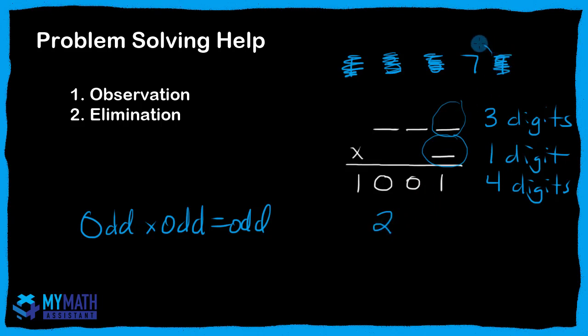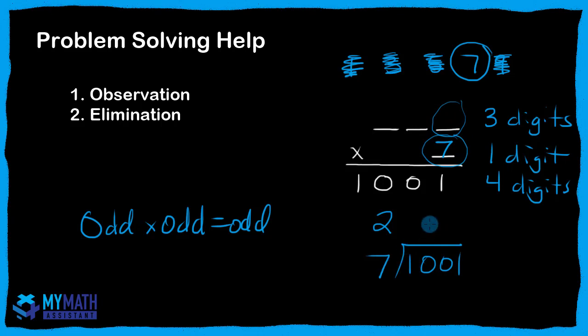Now you can see what we've done. We've actually eliminated every single digit that goes here except for the number 7. And that's really the hardest part of this particular problem. Once I get a 7 here, I can actually just divide 1001 by the number 7, because now we have a multiplication problem with a missing factor, which ends up being a division problem.